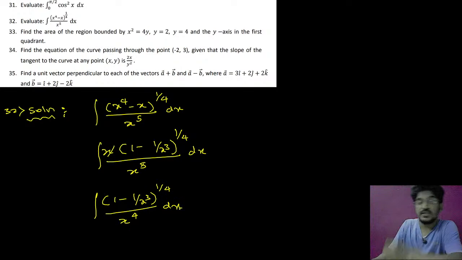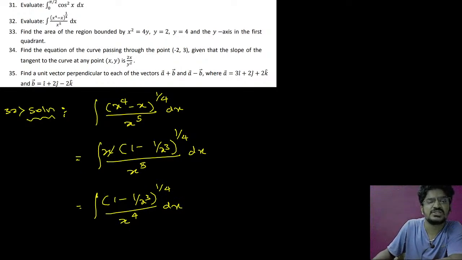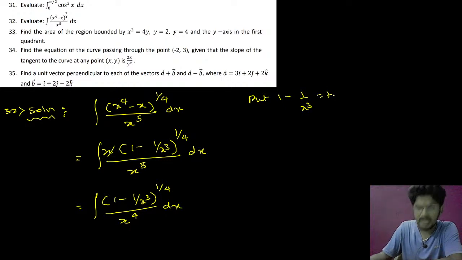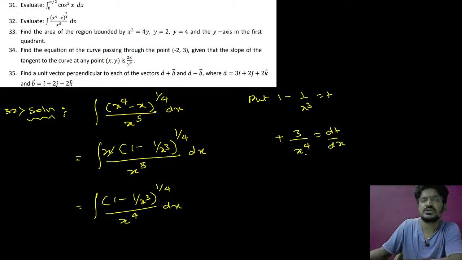Okay. So now what happens here? You can just see, put 1 minus 1 by x cube as t. So now if you differentiate this, 1 will be 0. If I differentiate minus 1 by x cube, it will be just as minus 3 divided by x to the power of 4. Minus into minus will be plus, equal to dt by dx. So therefore you can see that dx divided by x raised to 4 equals dt divided by 3.